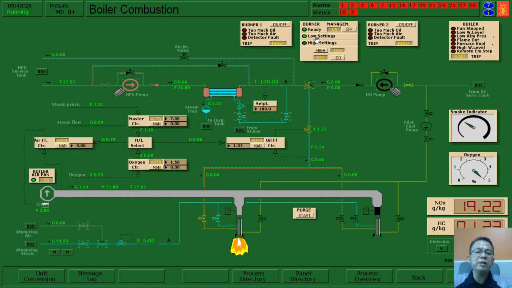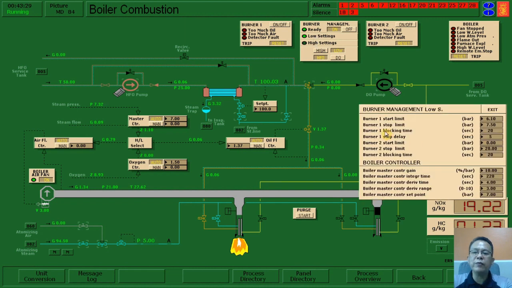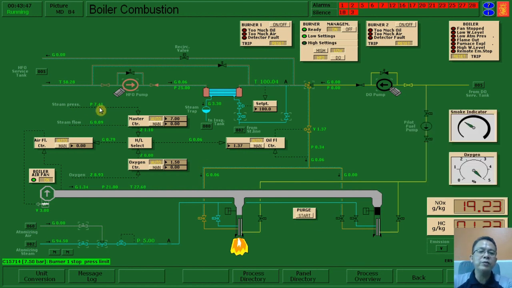Checking again, just press this low setting, and then we can find it here. Burner start 6.10. The burner should be stopped at the limit of 7.5. So let us wait for the pressure to go to 7.5 and see how the burner stops. 47, 48, 49, and then there it goes, 7.5, and then let us wait and see how the system shuts off the burner.